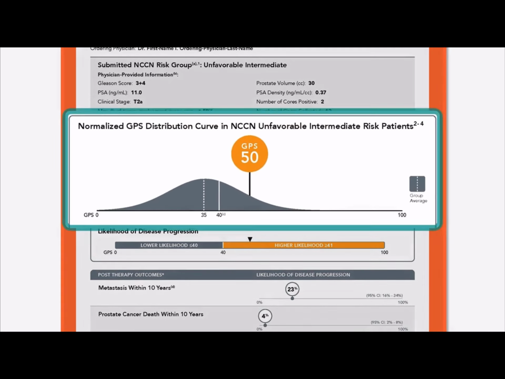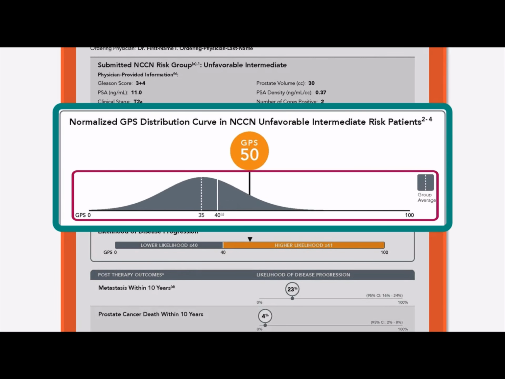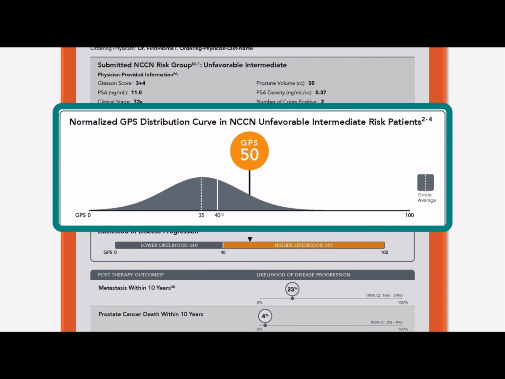The GPS result distribution curve shows the range of GPS results for your patient's specific clinical risk. This curve is displayed prominently on the first page, helping to put your patient's GPS result in context of other similar clinical risk patients. The GPS result is on a continuous scale from 0 to 100 based on the expression of 17 genes in tumor tissue. You and your patient will be able to see which side of the average they land and how far they are from that average. In this example, we can see that the GPS result for this patient is 50, which is higher than average for patients of this risk group.